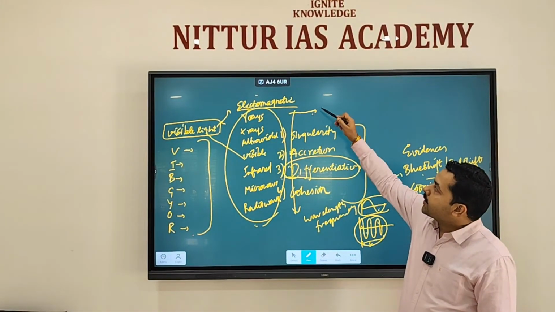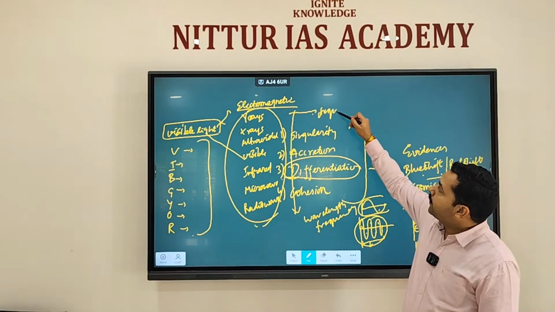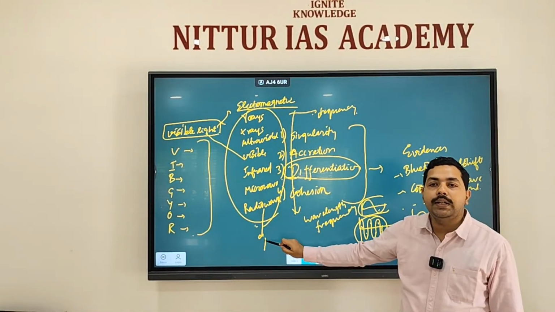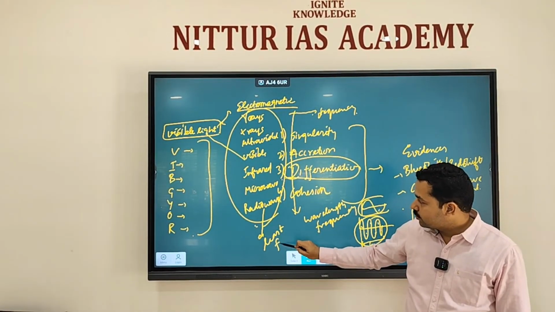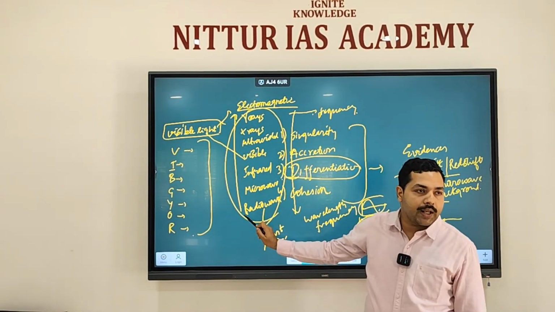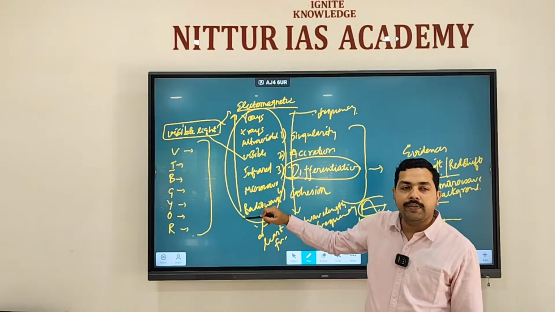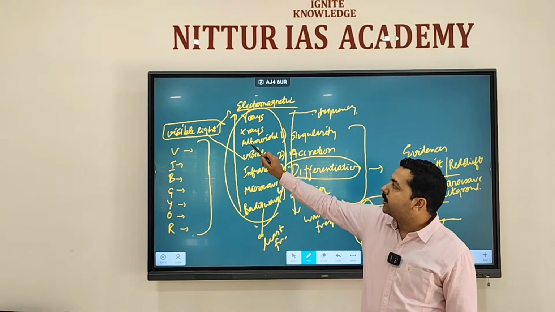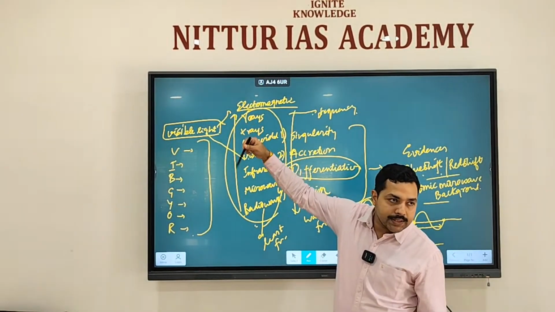You'll see gamma rays having the highest frequency, while radio waves will have the least frequency. So frequency increases from here to here. Radio wave will have the least frequency, then microwave will be greater than radio wave, infrared greater than this, so visible will be greater than this. So frequency increases like this.